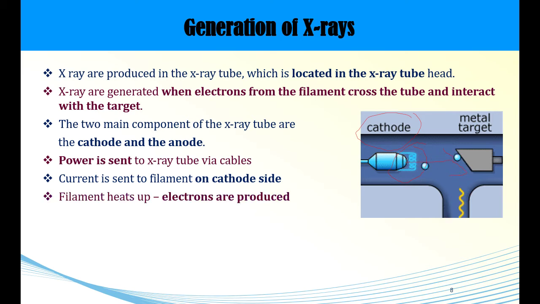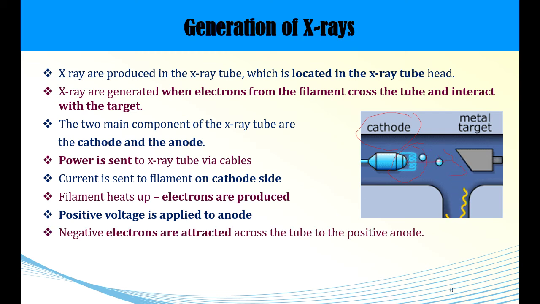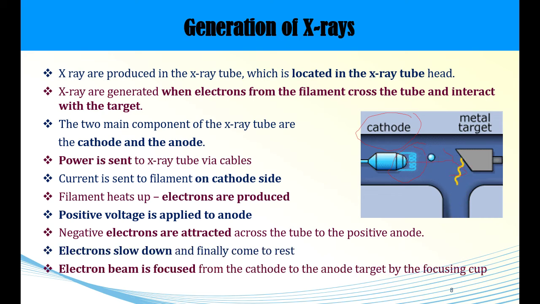The filament heats up, electrons are produced, and positive voltage is applied to the anode. That other electrode is the anode, where positive potential is applied, and the negative electrons are attracted across the tube to the positive anode. Then after striking the anode, these electrons get slowed down and finally come to rest.